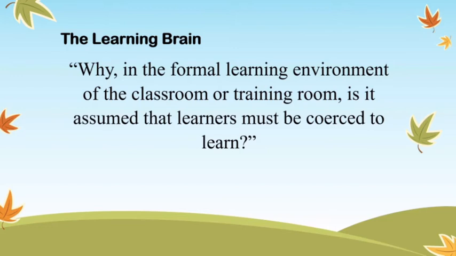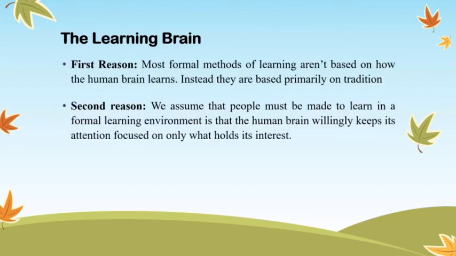As trainers, the question we need to ask is, why, in the formal learning environment of the classroom or training room, is it assumed that learners must be coerced to learn? The answer is twofold and may surprise you. First, most formal methods of learning aren't based on how the human brain learns. Instead, they are based primarily on tradition, as well as on issues such as control, time, type of material to be covered, and situational constraints.